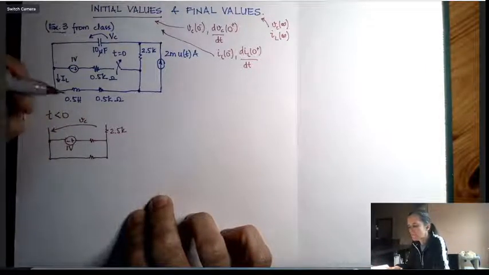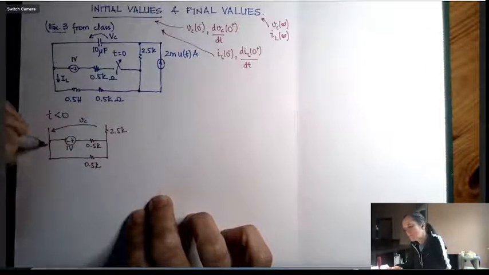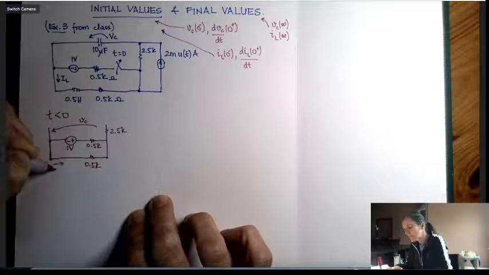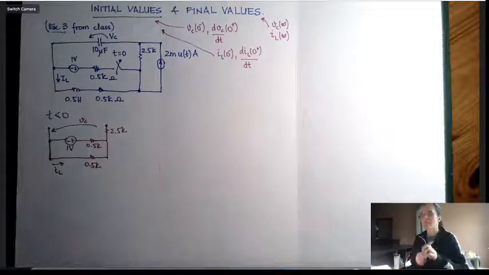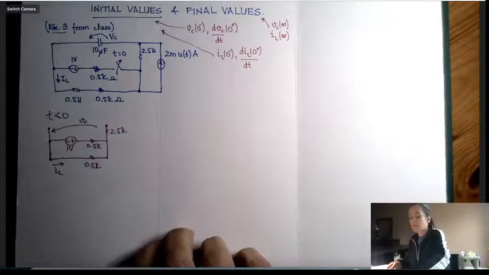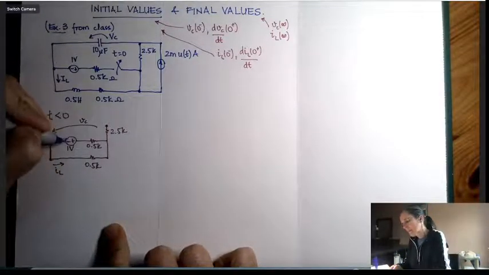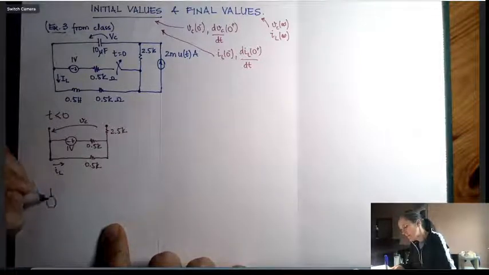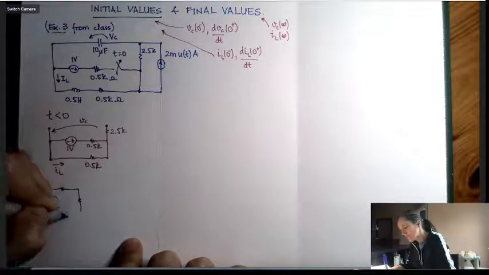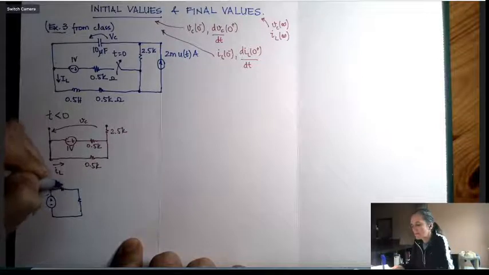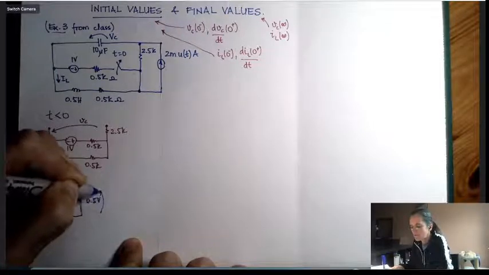This is 1 volt. This is 0.5. And this is the current through the inductor. So here's what happens. This is a 1 volt power supply, and I will redraw it here. This is 1 volt, and this is half a kilo ohm and half a kilo ohm. So what happens is, really, there's 0.5 volts here and 0.5 volts here by voltage division.